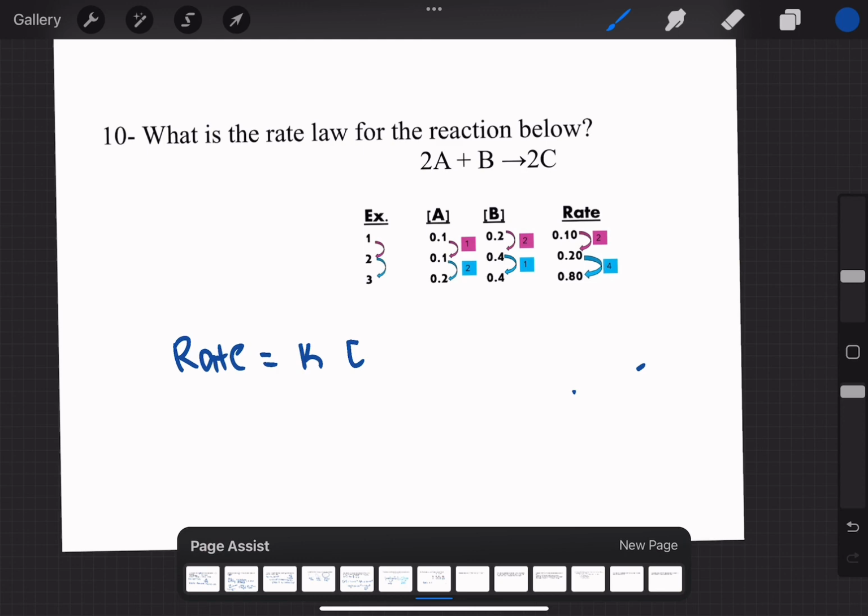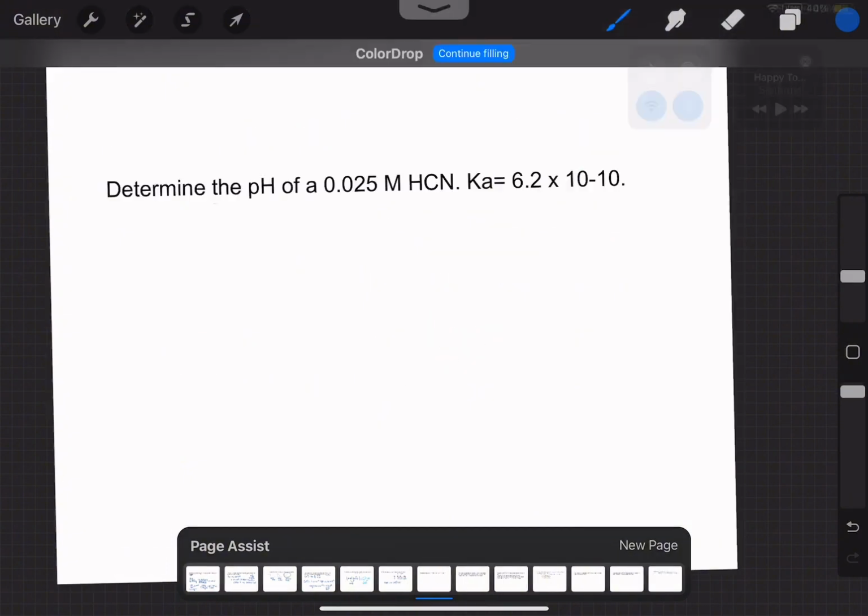A is doubled. A is the second rate, so it's A bracket squared, bracket B. B is only 1 on the second side, so obviously it's B by itself. Okay, on to the next question.